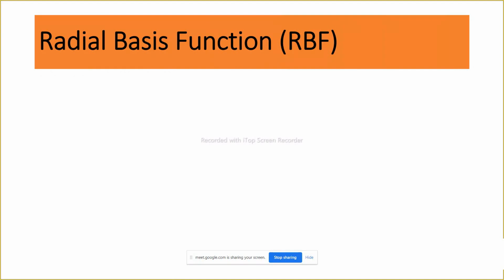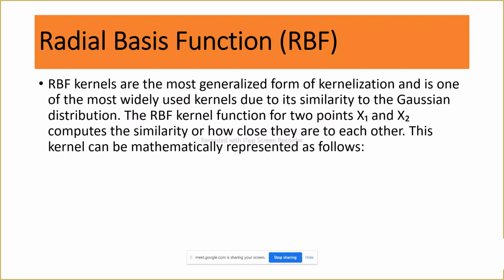Also you can see this is the most popular kernel. It's called the RBF, or we can say radial basis function. This kernel is the most generalized form of kernelization and is one of the most widely used kernels due to its similarity to the Gaussian distribution. When you want to work with any two classes, suppose I need the classifier only for vegetation and built-up area, then you can use the radial basis function.